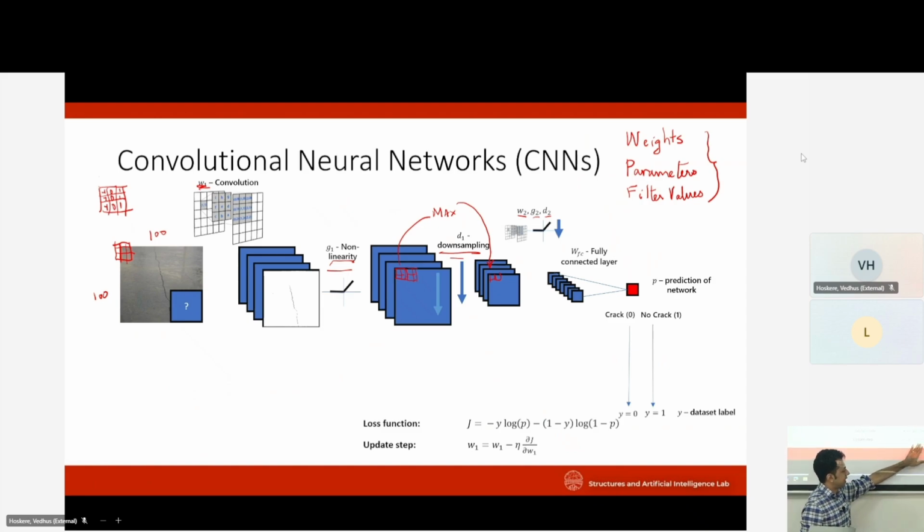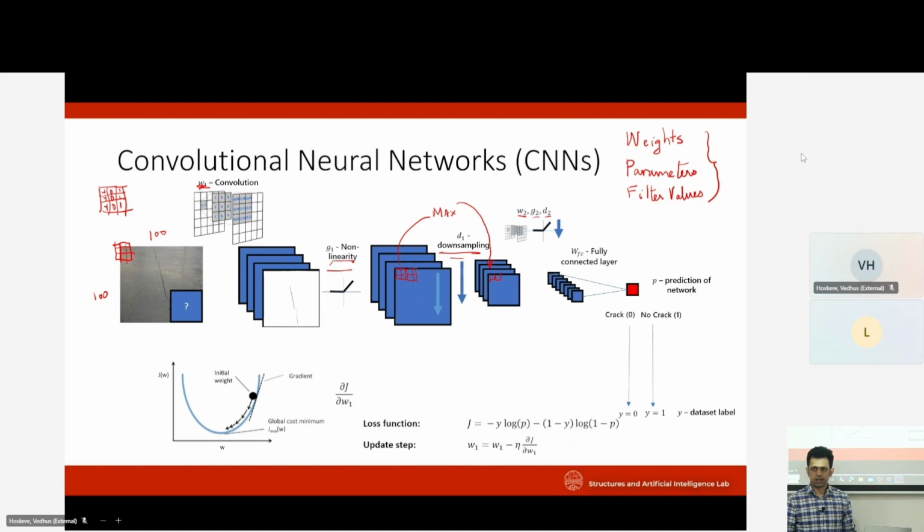Once I find that derivative, then I can update my parameters. How? I move one step in the direction of steepest descent. And I can decide how big that step needs to be, right? I find the derivative that gives me the direction, but I need to decide how far to move along that. So that is determined by this learning rate.